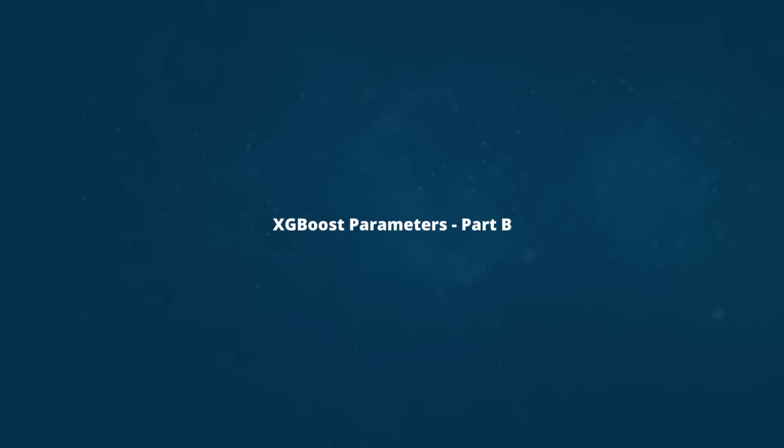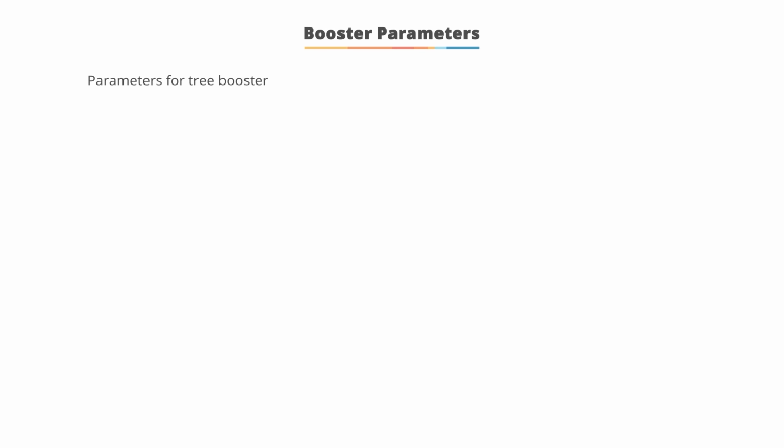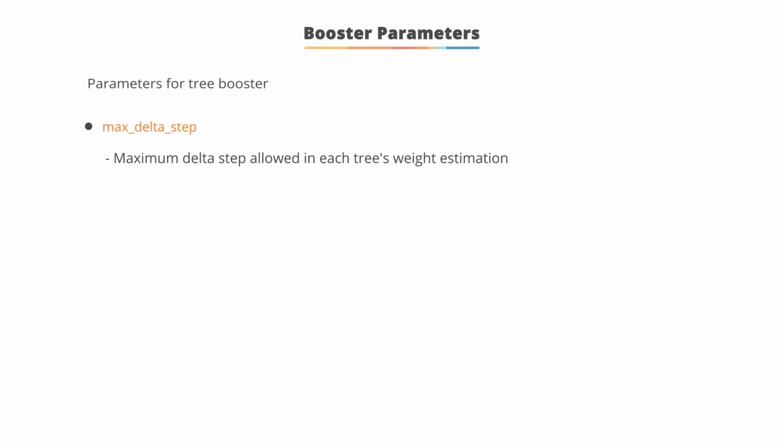XGBoost parameters, Part B. Max delta step is used to set the maximum delta step allowed in each tree's weight estimation. If the value is set to 0, it means there is no constraint. If it is set to a positive value, it can help make the update step more conservative. Usually, this parameter is not needed, but it might help in logistic regression when the class is extremely imbalanced. Its value ranges from 0 to infinity and the default value is 0.